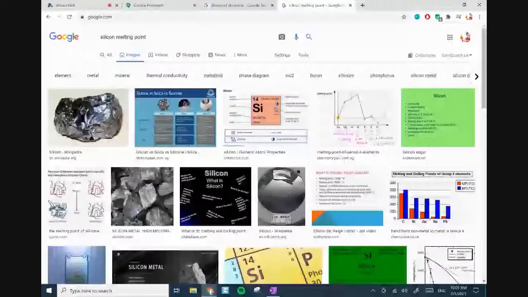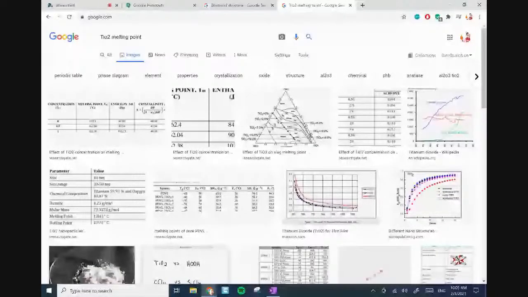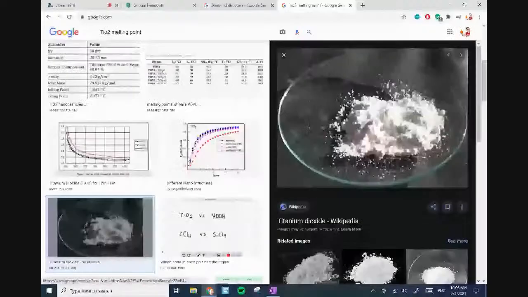Titanium dioxide, holy moly, that's going to be high. TiO2 melting point: 1,800. Crazy high. All these are in Celsius. So they're all crazy hard and have crazy high melting points. And these are our giants.